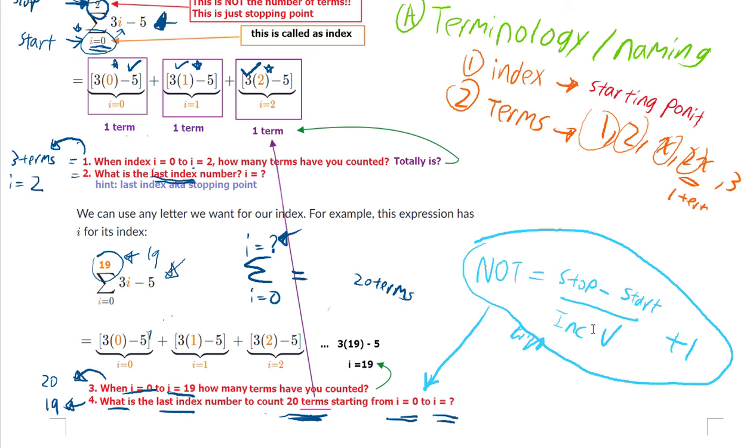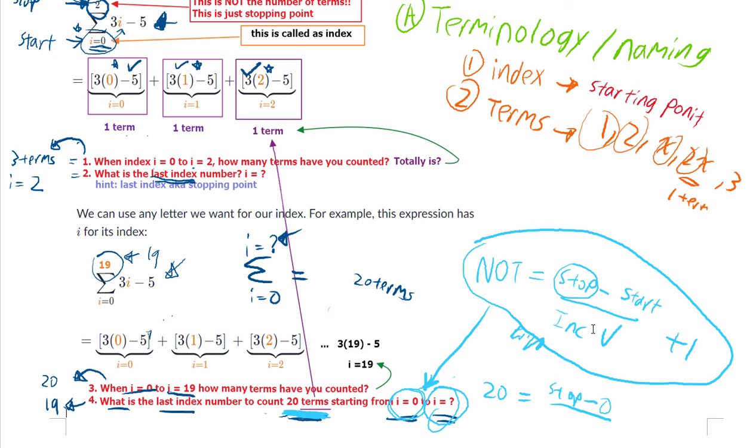So the question wanted you to count 20 terms. So we sub it in. 20 is equal to, what is the stopping? We don't know the stopping, it asks you to find the stopping number, so we leave it first. Stop minus, what is the starting number? Starting number is 0. Stop minus 0 divided by, what is the increment value?